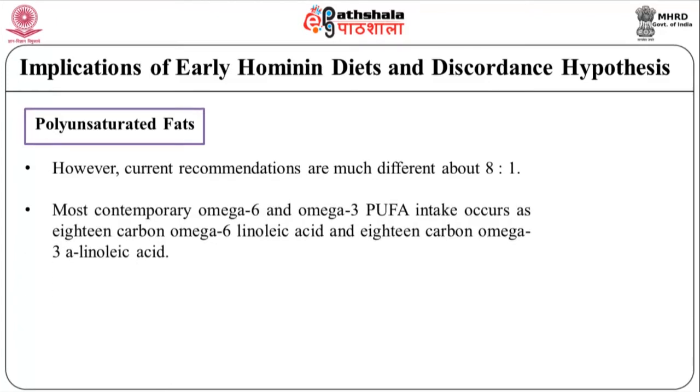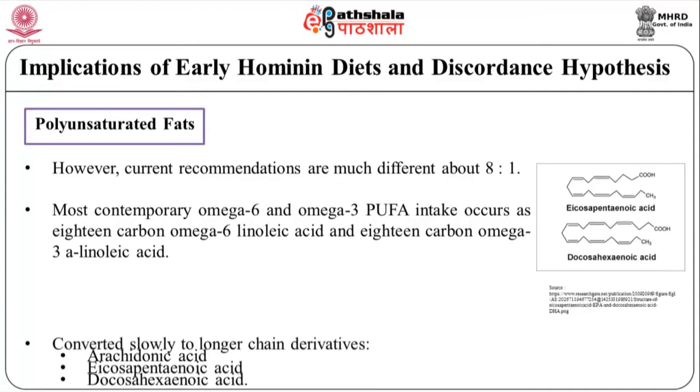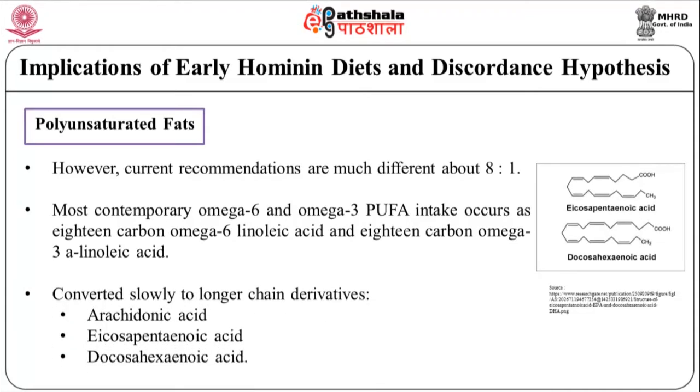Most contemporary omega-6 and omega-3 PUFA intake occurs as 18-carbon omega-6 linoleic acid and 18-carbon omega-3 alpha-linolenic acid. This can be converted slowly to longer chain derivatives: arachidonic acid, eicosapentaenoic acid, and docosahexaenoic acid.